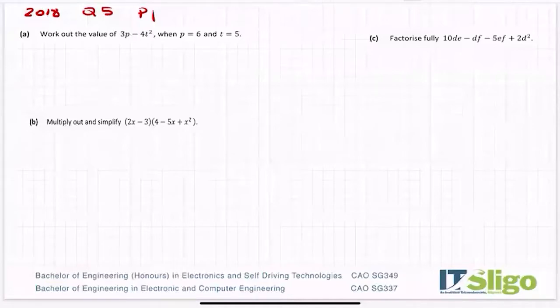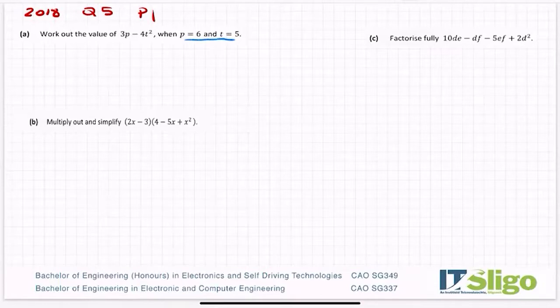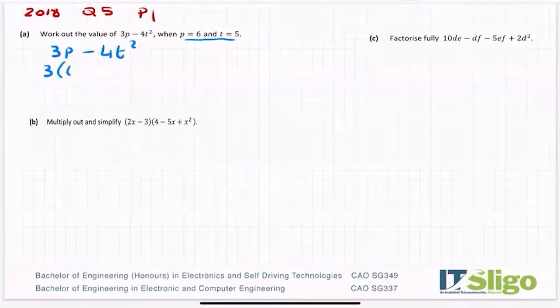2018 question on the Junior Cert Higher Level Paper 1. Work out the value of 3p minus 4t squared when p is 6 and t is 5. Okay, so they've given you the values here for the variables. So 3p minus 4t squared. So basically they've told you p is 6.